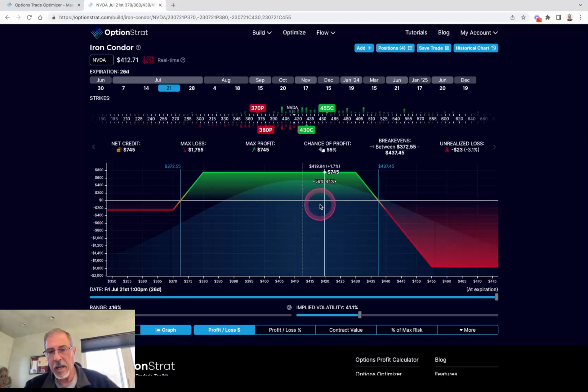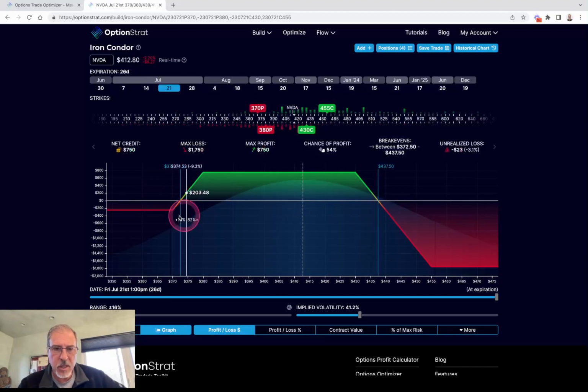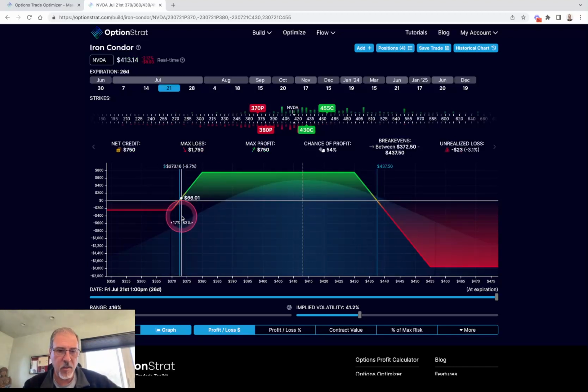So if we started moving in that direction, there are things you can do to adjust a trade. But right now, this largely accomplishes what I'm looking at. I'm not expecting to go above 440 on the upside, and I'm not really expecting to go below 370 on the downside.